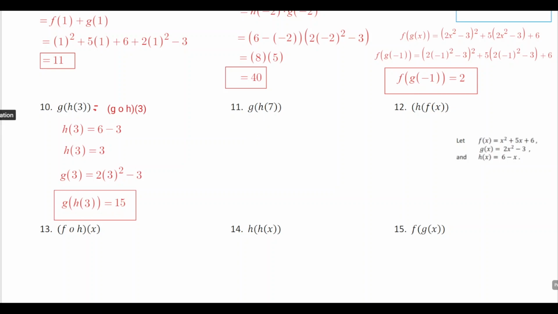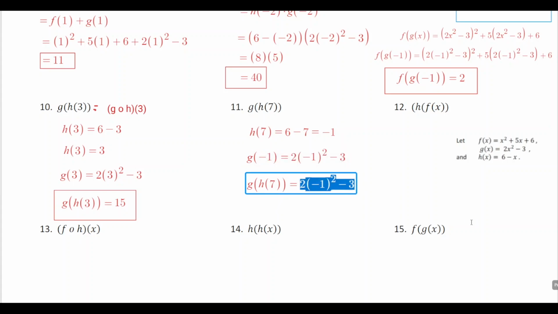We'll work out number 11 the same way here. We'll first find h of 7. I forgot that I had it written over here actually. So h of 7 is going to be 6 minus 7, which is -1. So that's h of 7. So what we need now is g of -1. We're going to substitute this h of 7 into g. And g is 2 times x, which is -1 in this case, squared minus 3. So we can say that g of h of 7 is equal to whatever this equals. So -1 squared is 1, and 1 times 2 is 2. 2 minus 3 is -1.